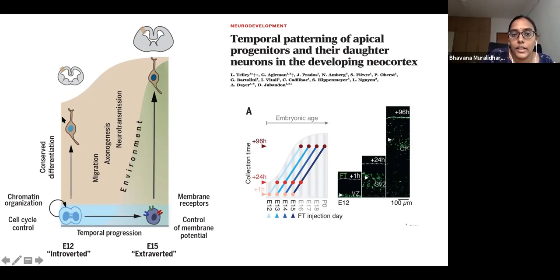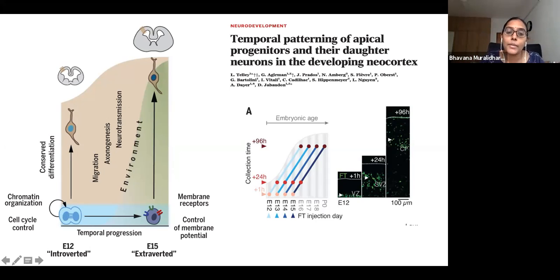Now, if you look at the radial axis, one thing they observed is a conserved differentiation program, whatever the status of the progenitor is. What I mean is that there is a mechanism by which you generate the deep layers, and the progenitor then transfers this mechanism to the neuron, and then you enact the conserved differentiation program. As time progresses, initially it's mostly subtype specification, followed by expression of genes important for migration, axonogenesis, followed by neurotransmission.